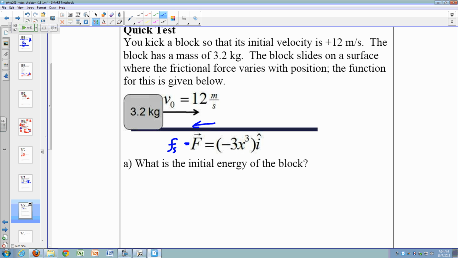All right, so first let's just find what is the initial energy of the block. What does the energy consist of? What type of energy? It's all kinetic, right? So first, just what is the initial energy of the block?